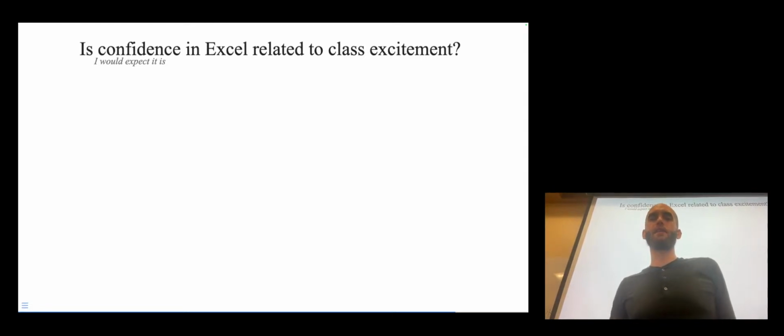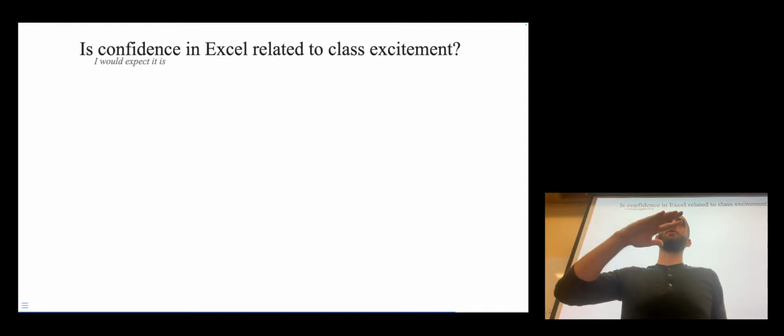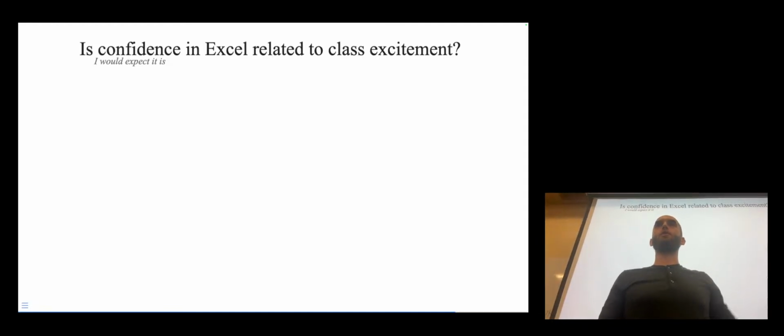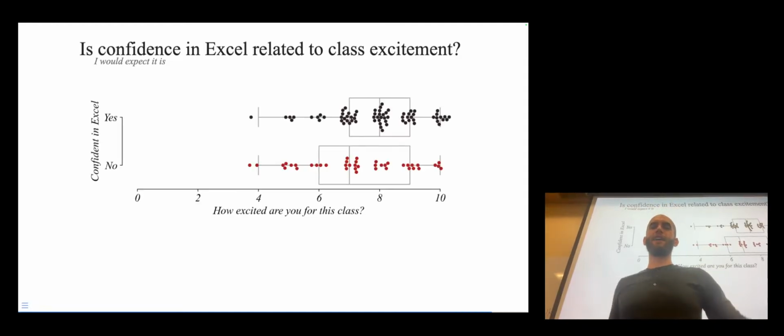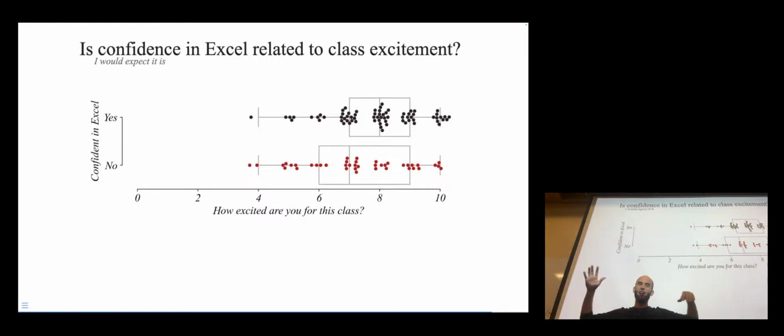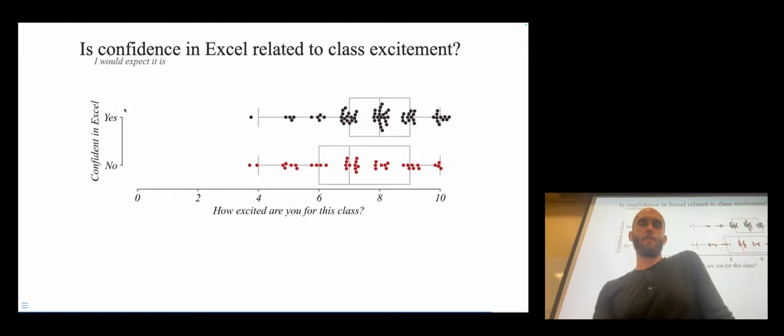Okay, and then another thing we might ask is whether your confidence in Excel is related to your excitement for this class. When I collected the survey, I told you that we would be using Excel before I collected the survey. So you knew that there was Excel in this class before I asked you about your excitement. What I'm doing here is actually splitting up the data into two groups. One is people who feel confident in Excel, and that's the box plot on top. And then I've listed everyone who's not confident in Excel in this second box plot, the one on the bottom.